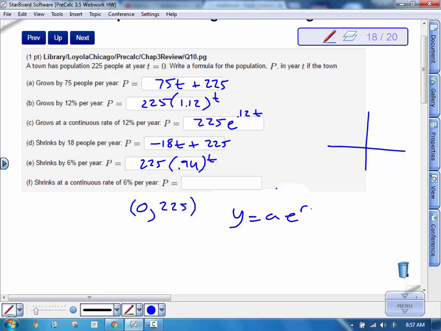And the last one then, y equals a e to the rt. You start off with 225, and the continuous rate is shrink, so that'd be negative 0.06t. That will go right here.